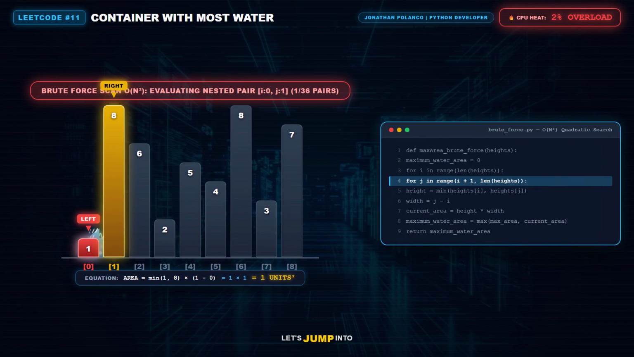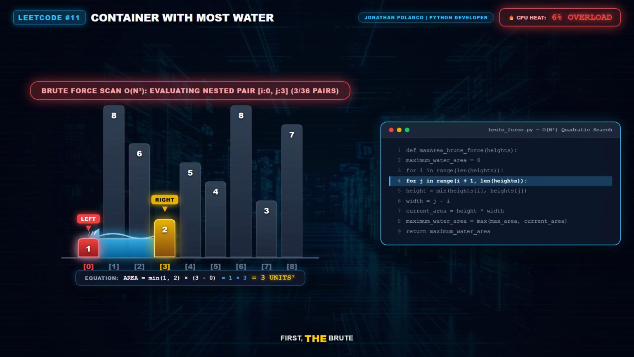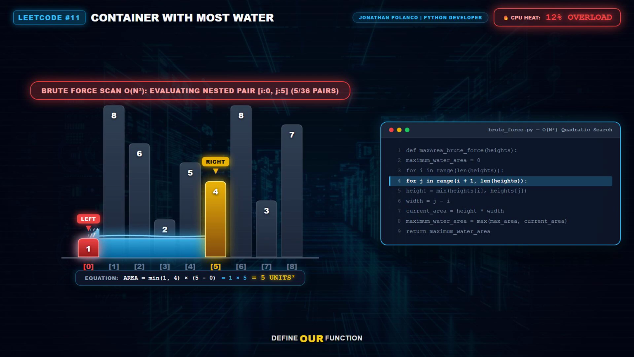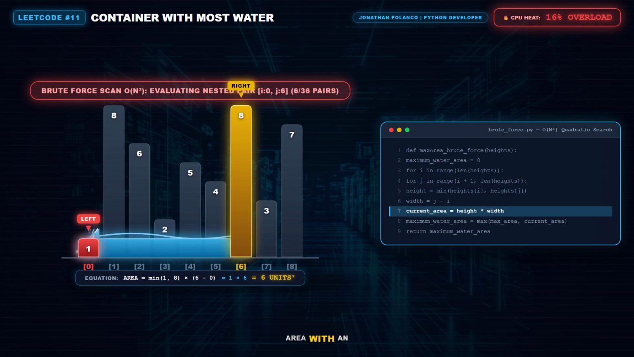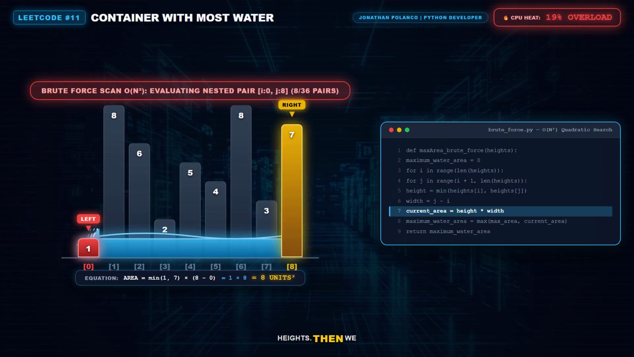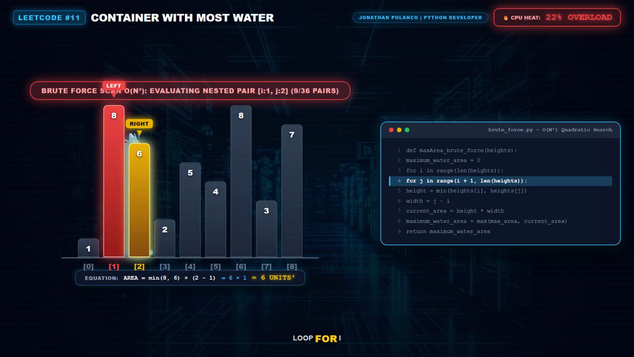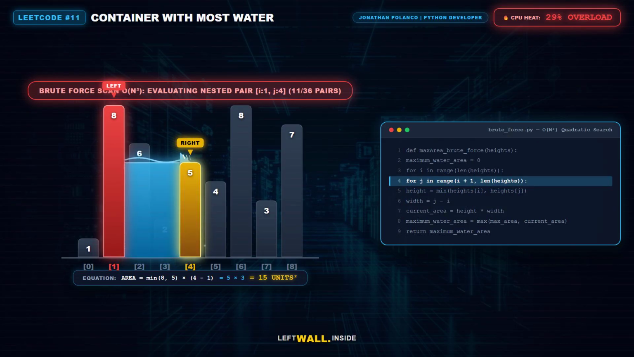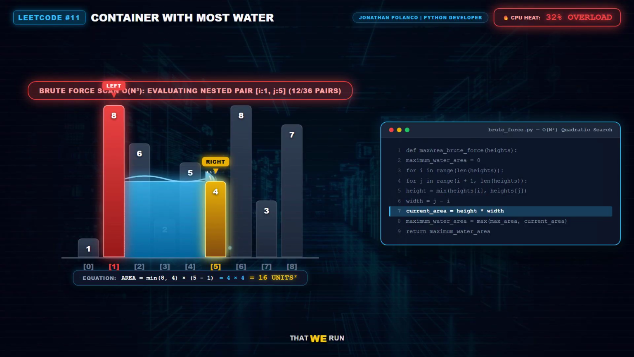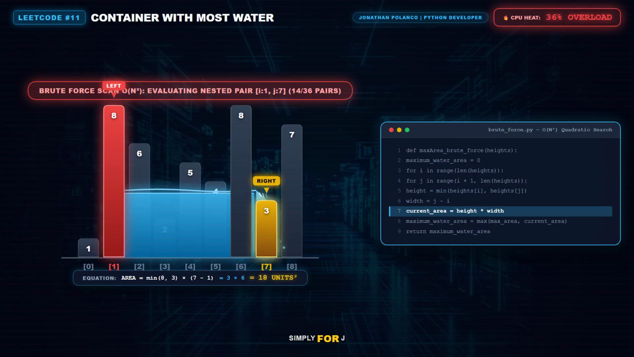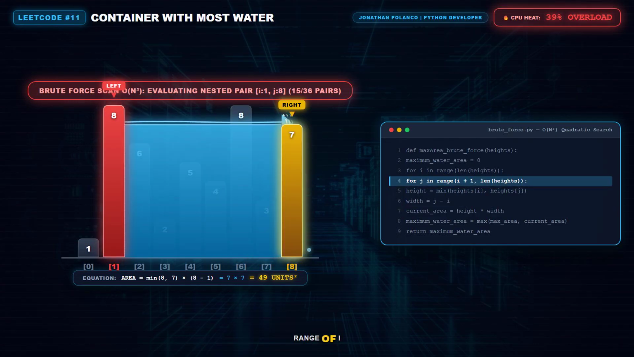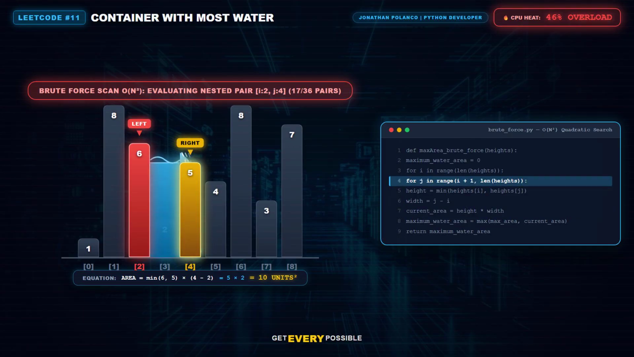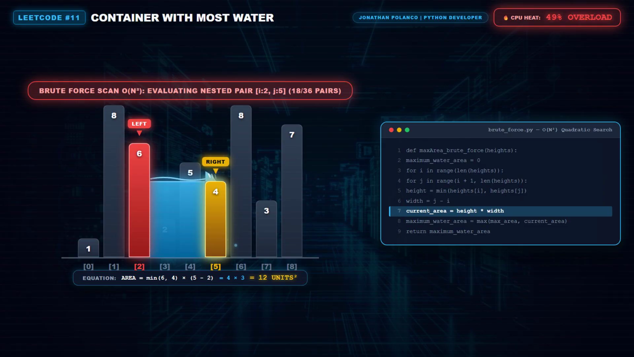All right, so let's jump into the easiest solution first, the brute force approach. So first, what we're going to do is define our function max area with an input of heights. Then we set up our outer loop, for i in range the length of heights, to grab our left wall. Inside of that, we run an inner loop, simply for j in range i plus 1 to the length of heights, to scan every possible right wall.